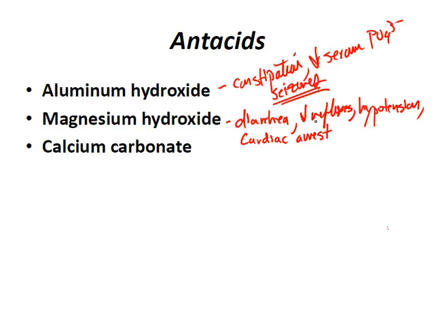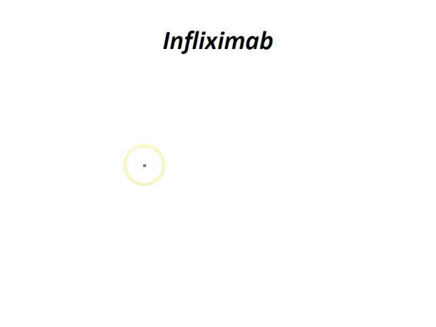Now, calcium carbonate overuse, basically you can chelate other drugs with this. So this guy right here is basically a chelator. You got calcium in the carbonate, you can chelate other drugs that might be in the serum or floating around. So moving on to infliximab. What do we know about infliximab? He's a monoclonal TNF antibody.